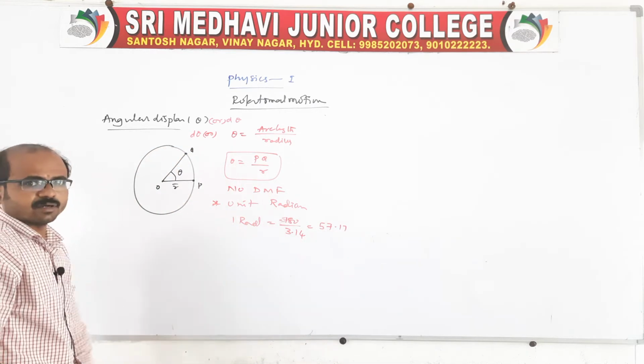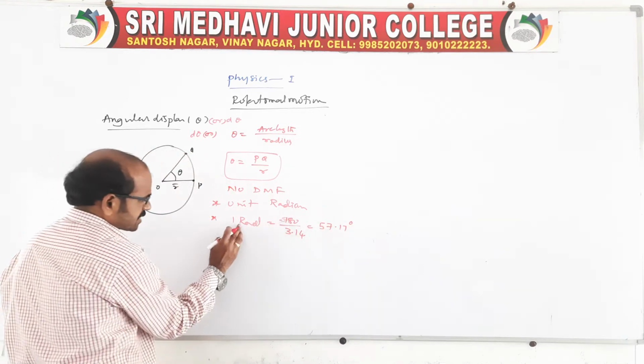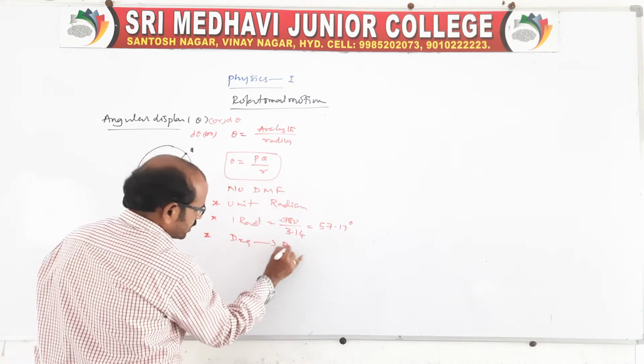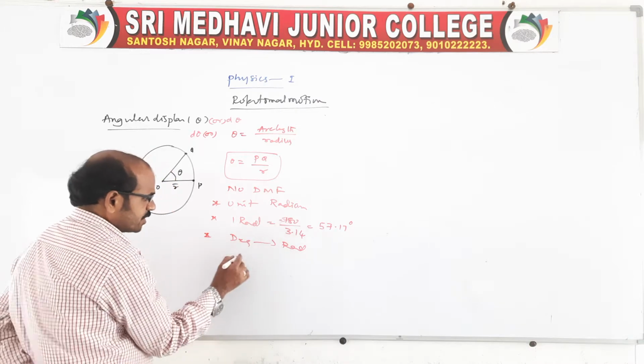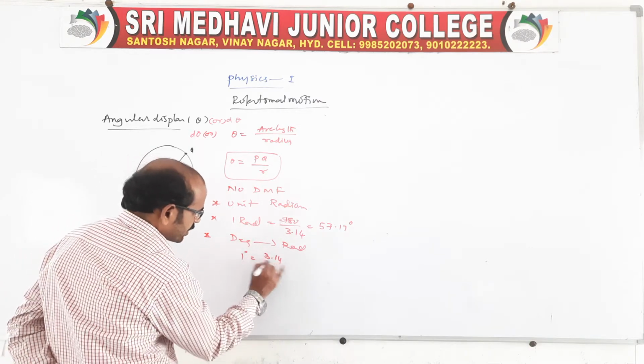This is the conversion from radian to degree. Sometimes they may ask you degree to radian, so we should take it like this. Therefore, you write 1 degree is equal to 3.14 divided by 180 radian.